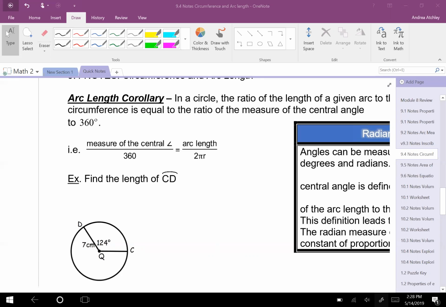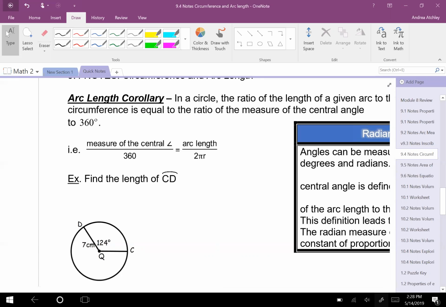If we remember back to similar figures, it's all about ratios, comparing different pieces to different pieces if they're similar. So this is how we deal with a circle. In a circle, we have two different types of measurements. We've already talked about one: the measure of an arc can be in degrees.